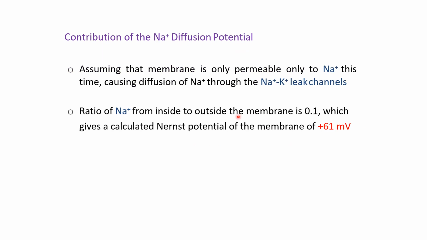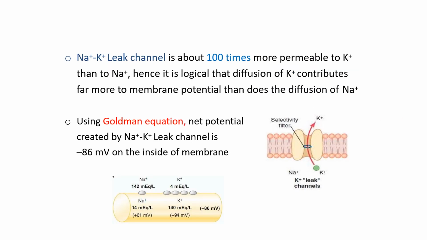Contribution of the sodium diffusion potential. Assuming that the membrane is only permeable to sodium, causing diffusion of sodium through the leak channels, the ratio of sodium inside to outside the membrane is 0.1, which gives a calculated value of plus 61 millivolts. The sodium potassium leak channel is about 100 times more permeable to potassium than sodium. It is logical that diffusion of potassium contributes far more to the potential than diffusion of sodium. So using the Goldman equation, the net potential created by the sodium potassium leak channel is minus 86 millivolts on the inside of the membrane.